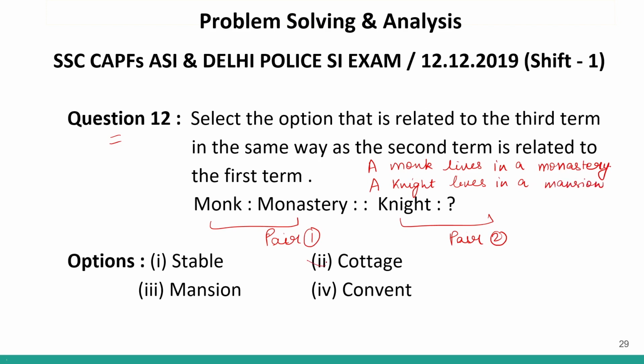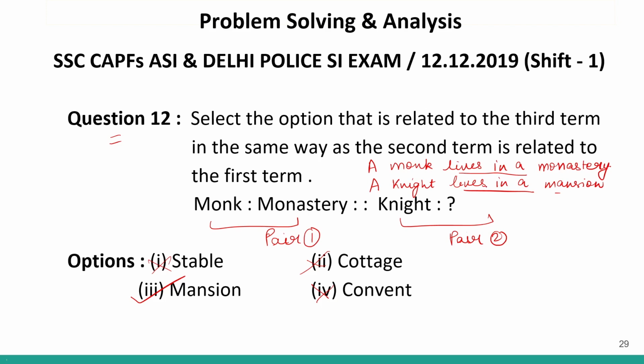Will a knight live in a cottage? No. Stable? No. Convent? No. So a knight lives in a mansion. So mansion, which is option number 3, will be the correct answer. Because over here we have lives in a. So we found the same logic.